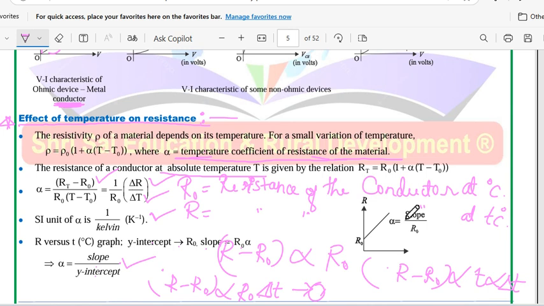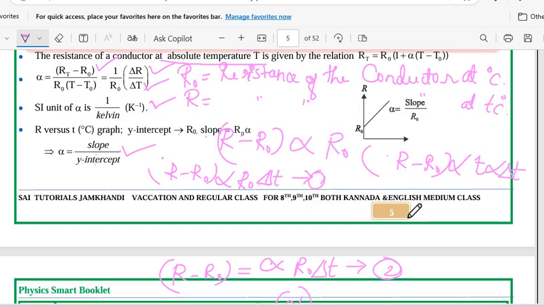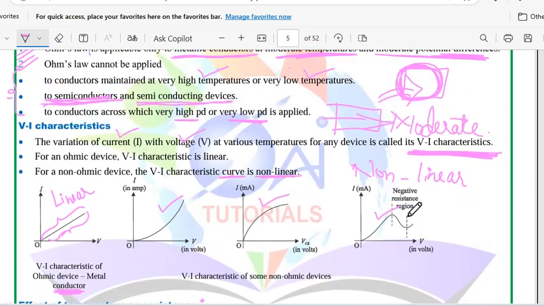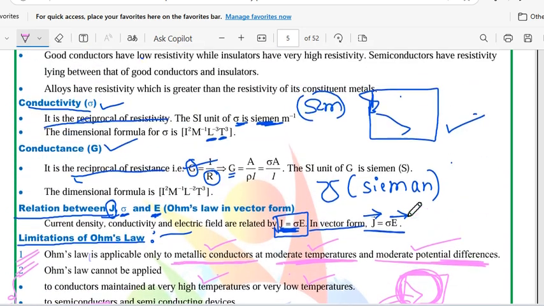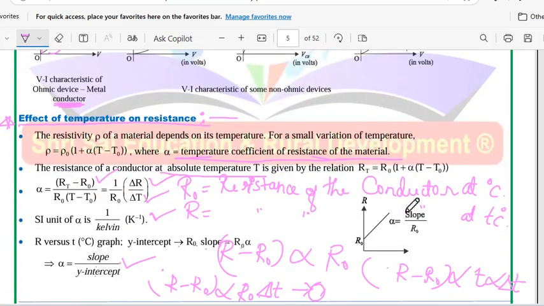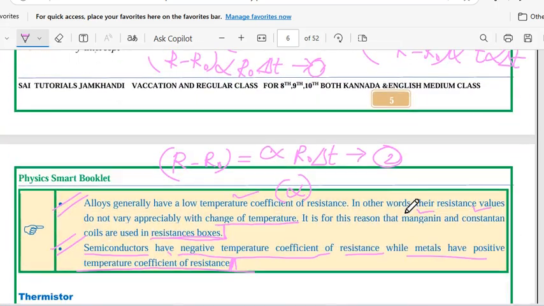Resistance will always depend on the temperature. However you vary the temperature, the resistance also varies in such a manner. This is all about the effect of temperature on resistance, and the concepts related to your syllabus in today's session. In the next session, let us discuss further concepts related to your syllabus.